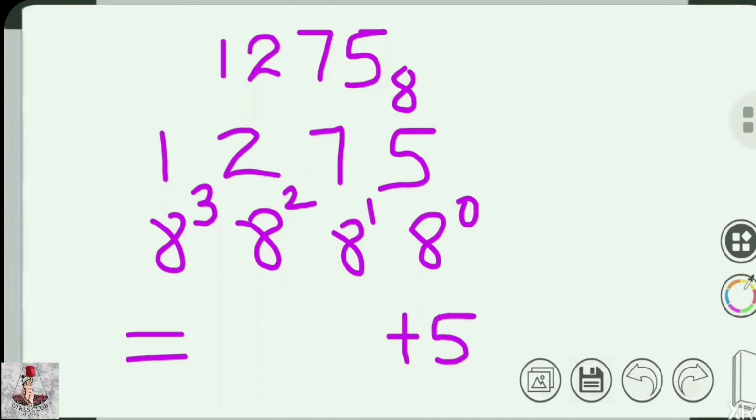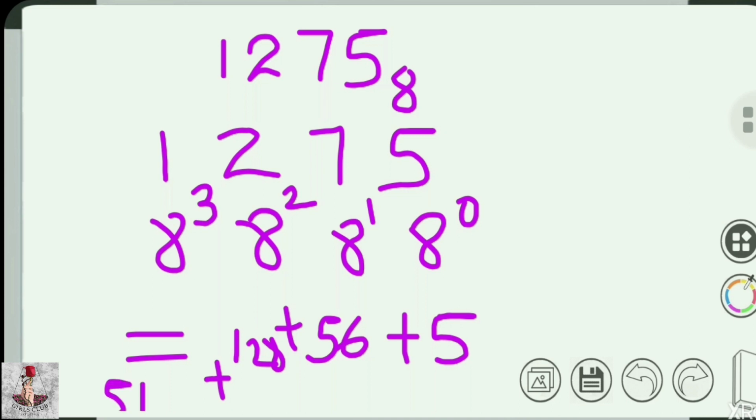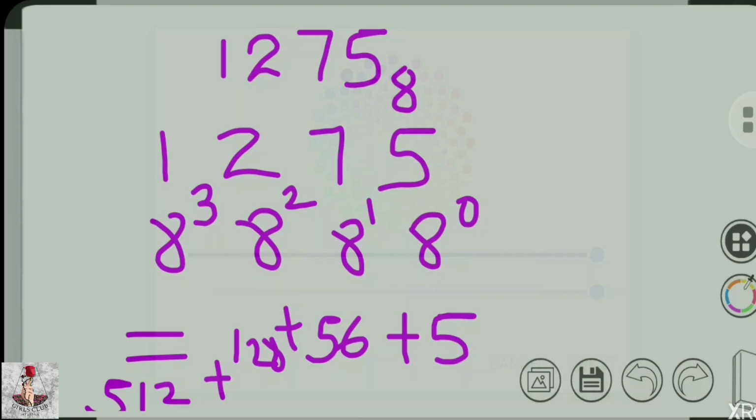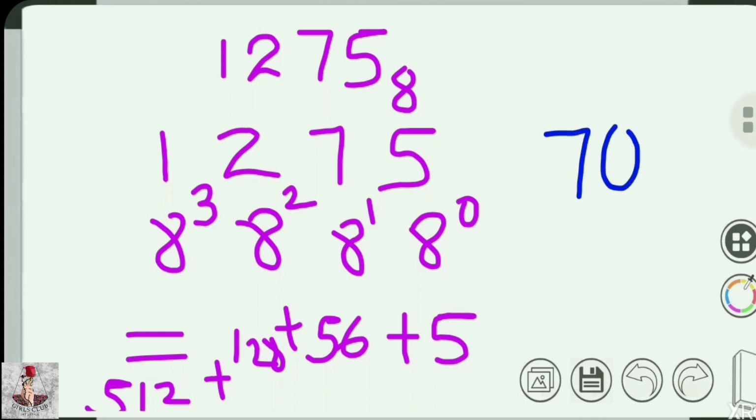8 into 7 is 56. 8 to the power 2 is 64, and 64 into 2 will be 128. 8 to the power 3 is 512, and 512 into 1 is 512. So altogether, add all of this, it becomes 701. So, 701 to the base 10. This octal number to the decimal number is this, and this is how you do it. Basically you take that octal number and split it like this.